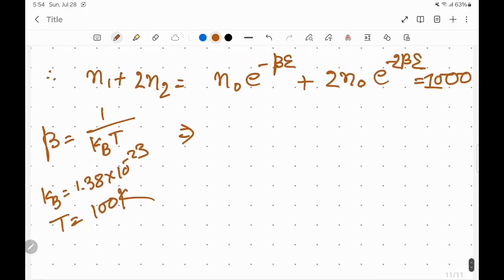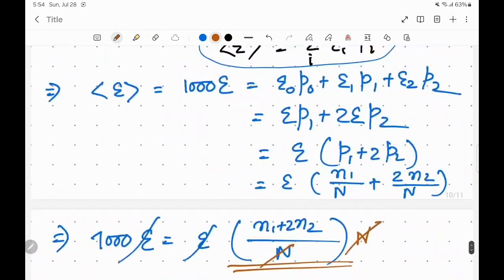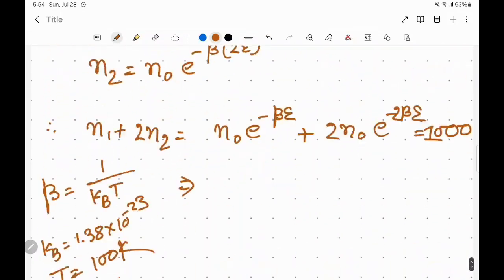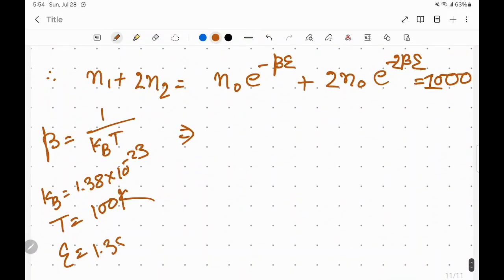Energy is also given. We have considered the value of energy as 1.3 times 10 to the power minus 21 joule. Just put it in, and then obviously you can calculate the n0.